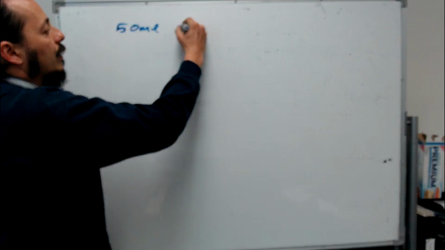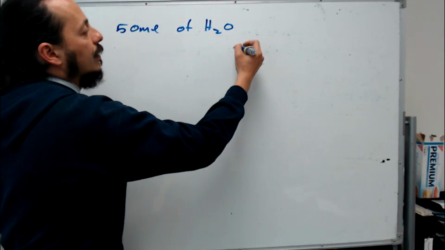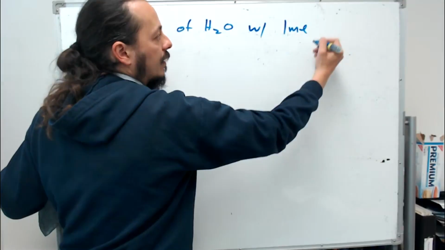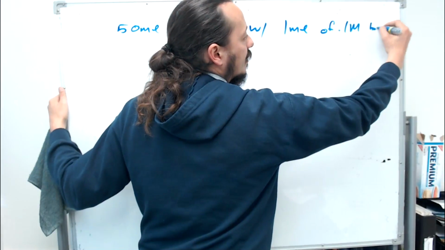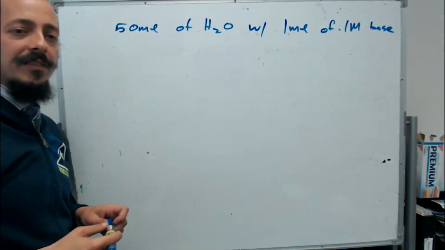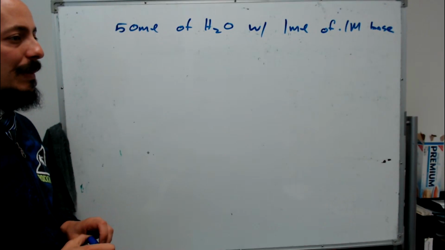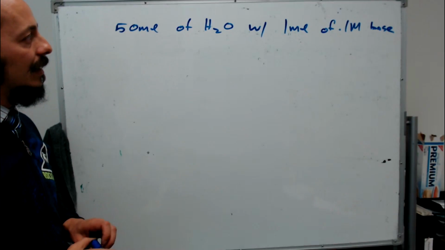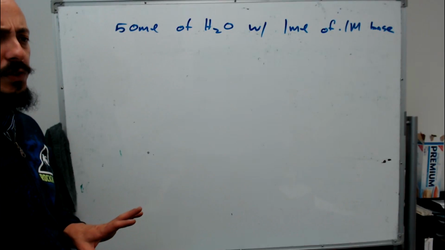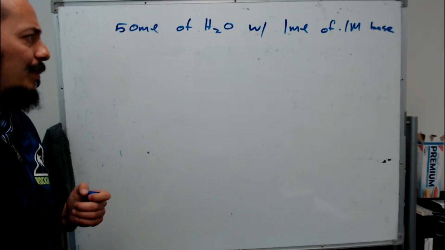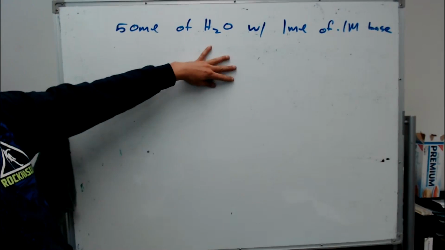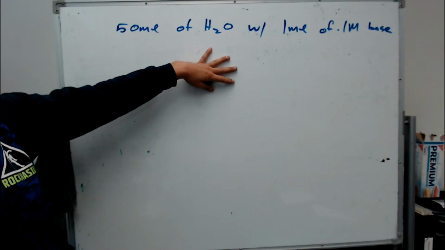So essentially what we've got is 50 milliliters of water with 1 milliliter of 0.1 molar base. I don't care if it's sodium hydroxide or potassium hydroxide as long as it's monobasic. Right? And you just did 1 milliliter. We could do it for 5 milliliters. We could do it for 50 milliliters. All the calculations are going to be the same. Is there any acid for the base to react with?